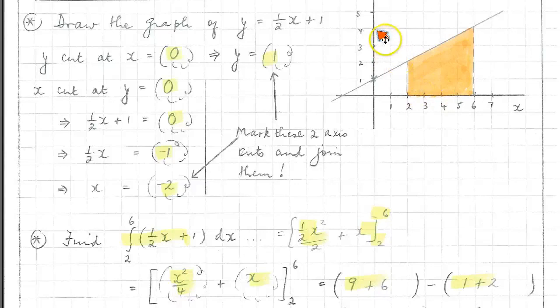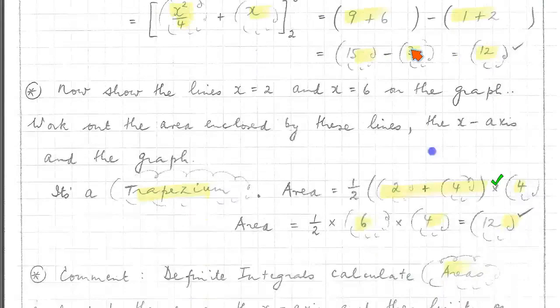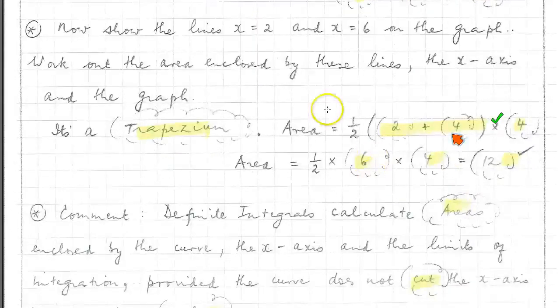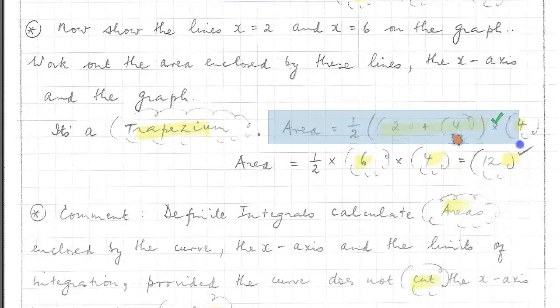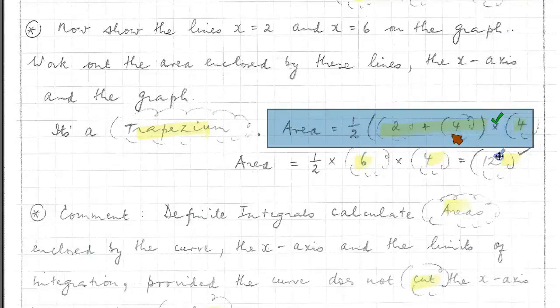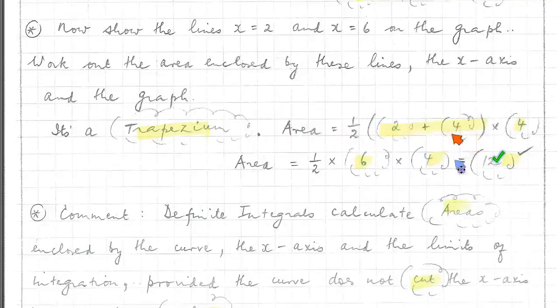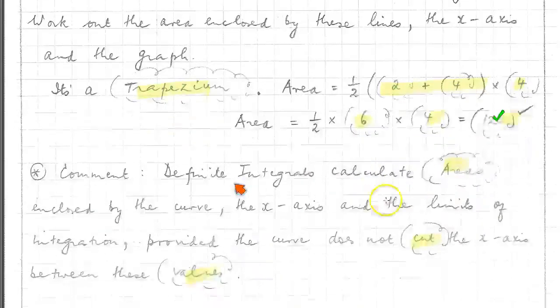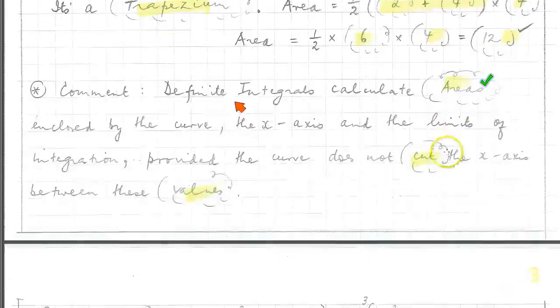You could substitute the x values into a half x plus 1 to actually work them out and confirm that you get 2 and 4. So a half brackets 2 plus 4 times the distance between them, that's from 2 up to 6, which is 4. Work out that area, you get 6 fours are 24, divide by 2, which is 12. That's very interesting. It's the exact same answer we got for the definite integral from 2 to 6 of a half x plus 1. Precisely.